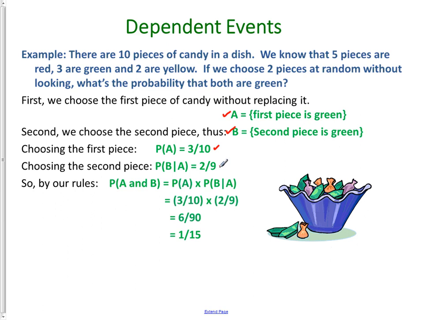And so by our formal multiplication rule, the probability of A and B occurring is the probability of event A times the probability of event B given A. For us, that's 3/10 times 2/9. And that product is 6 out of 90, which is to say 1/15. And so the probability of getting green twice is 1 out of 15.